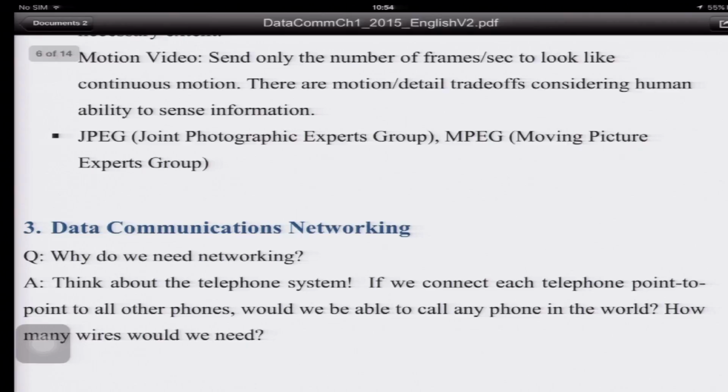The technique for compressed images we call JPEG, Joint Photographic Expert Group, and for movies we have MPEG, Moving Picture Expert Group.